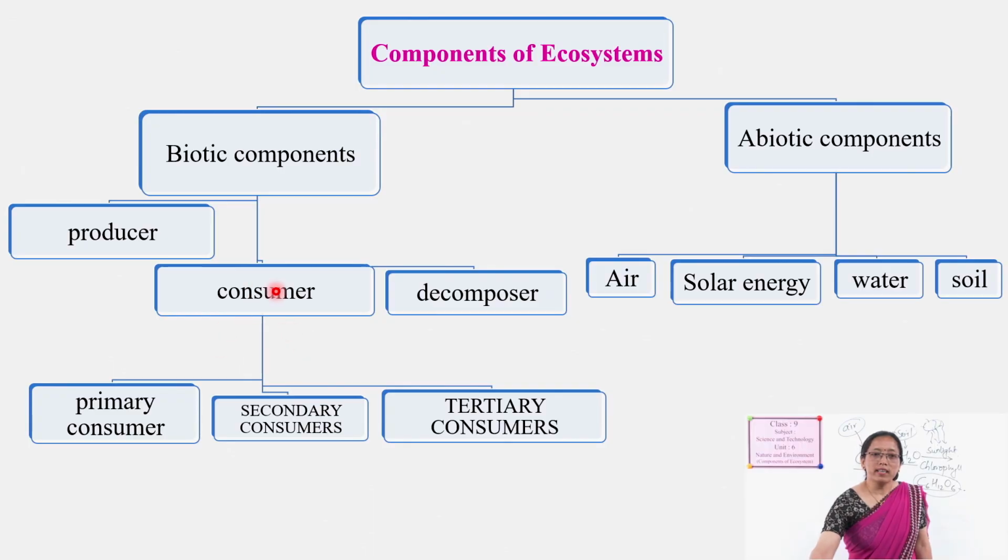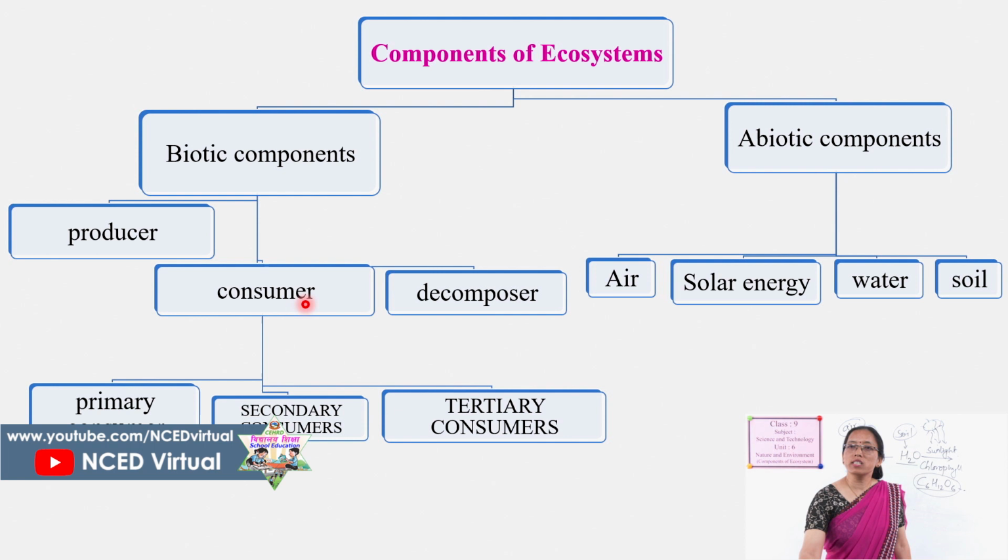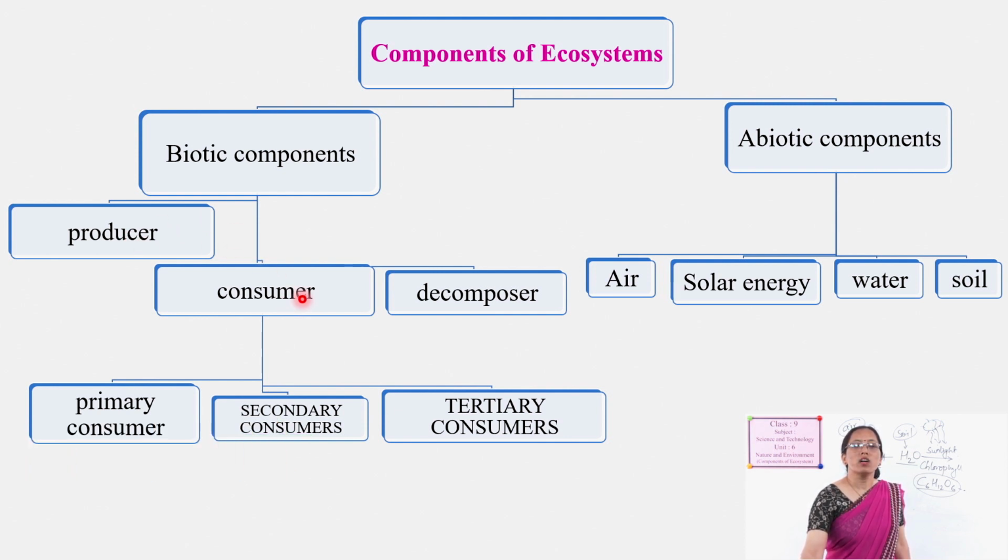And next one is consumer. Those which cannot prepare their own food depend on the producers. Those are called consumers. Okay? And these consumers, based on the level of feeding, are again classified into primary consumers, secondary consumers, and tertiary consumers. Those directly feeding on the producer are primary. Those that feed on the primary are secondary.